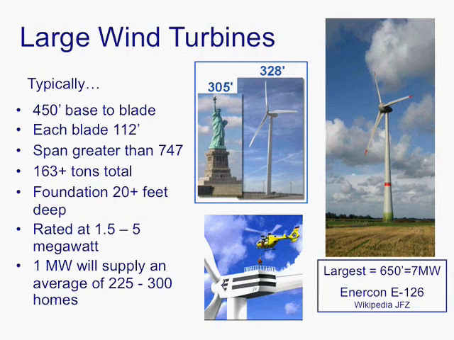The blades are long, and there are two reasons for getting high. One reason is that the wind is steadier and stronger higher off the ground. But also, if you're going to have very large blades which capture more wind, you need to be higher off the ground. So a typical wind turbine, if it's 450 feet tall, might have blades that are over 100 feet long, and its foundation might be 20 feet deep. And we're talking about turbines that could be anywhere from 1.5 to 5 megawatts in terms of their capacity.